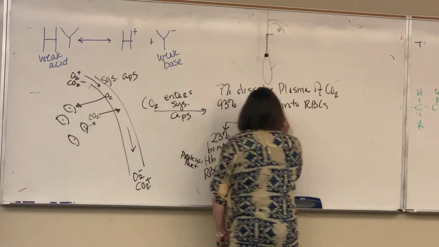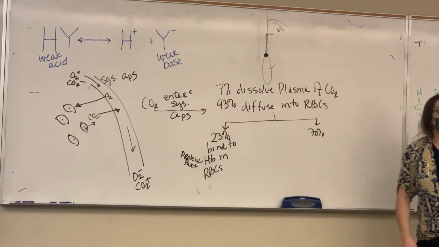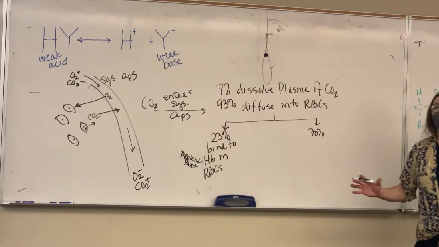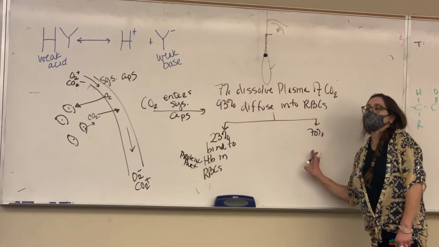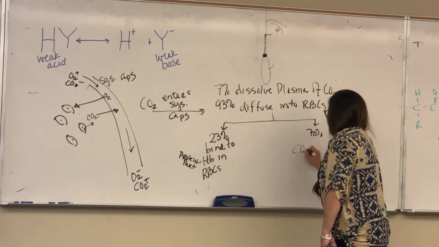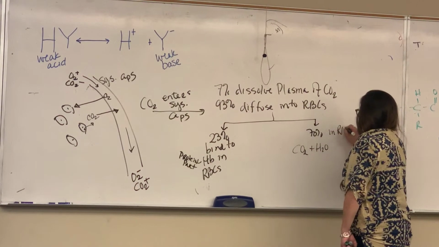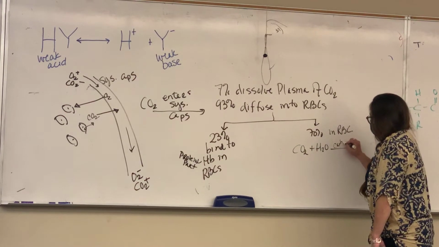And then we said the rest of it, 70%, is going to do this. 70% of the CO2 that entered into your bloodstream at your systemic capillaries that is now inside of your red blood cells is going to interact with water in your red blood cells. In your red blood cells, you have an enzyme called carbonic anhydrase.